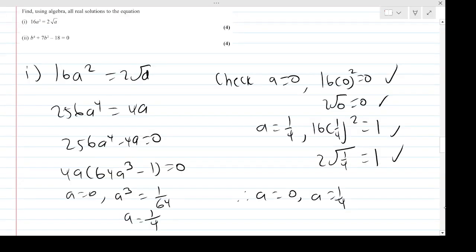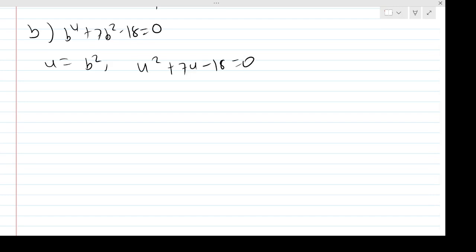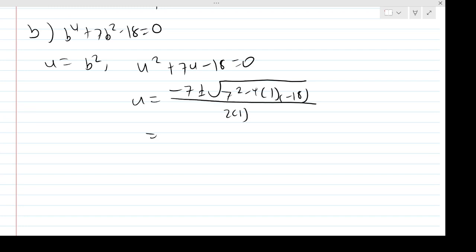Okay, part B, we have b to the 4 plus 7b squared minus 18 equals 0. So this is a disguised quadratic. If I said u is b squared, then we get u squared add 7u minus 18 equals 0 as an equivalent quadratic. Okay, now we can solve this. So let's set out the formula. Minus 7 plus or minus the root of 7 squared, take away 4 lots of 1 lots of minus 18, over 2 lots of 1, which has a solution 2 or minus 9.